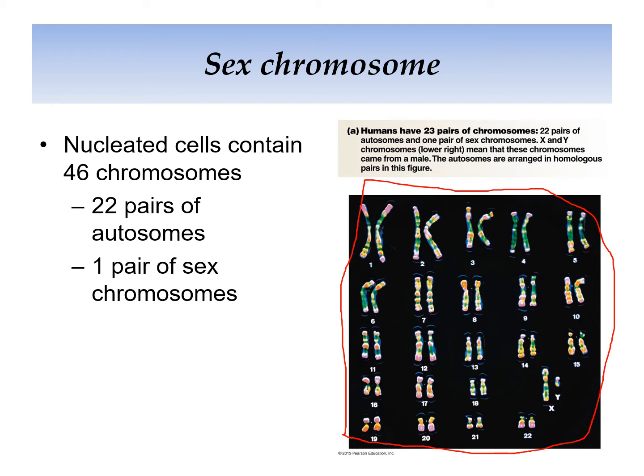And so we have 46 chromosomes, 22 pairs of autosomes. That's chromosome 1 to chromosome 22. And then you also have a pair of sex chromosomes. And as you know, females have two X's, and you can see this X chromosome is so much bigger than the Y chromosome. And if a cell contains an X and a Y, then you know it is a male.